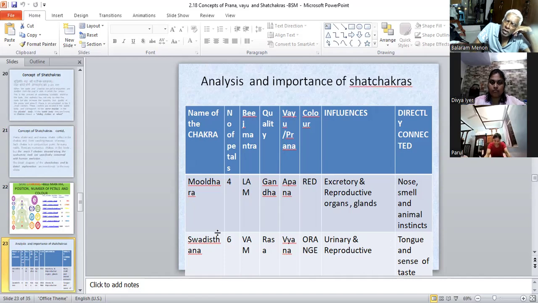Okay. You have to remember this. Any competitive exam may ask sometimes: which part is it mentioned, or which is the Bija Mantra, and how many petals. Maybe everybody knows. Which is the organ, or which are the organs that will get activated.